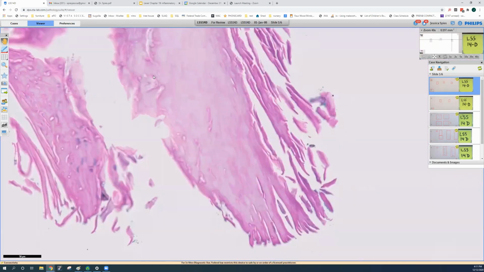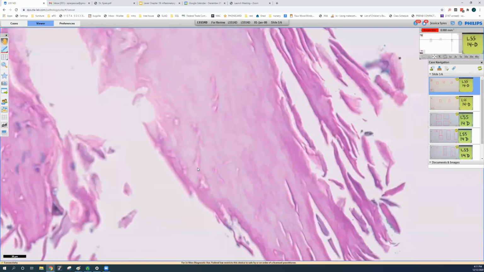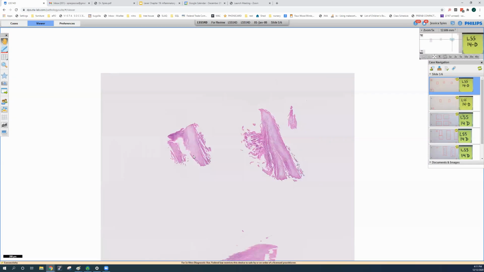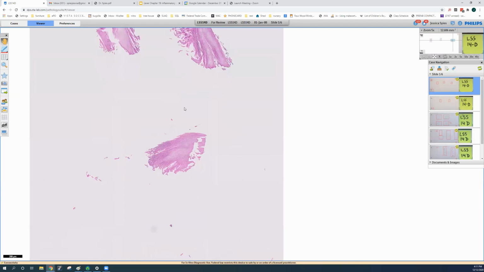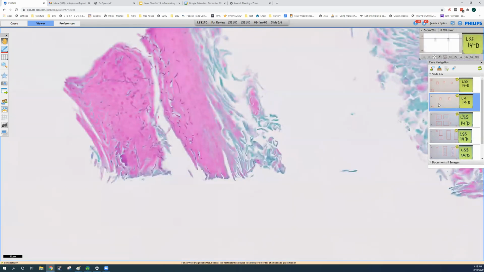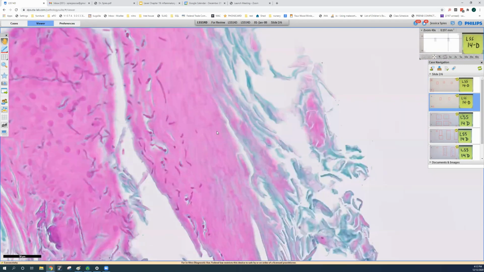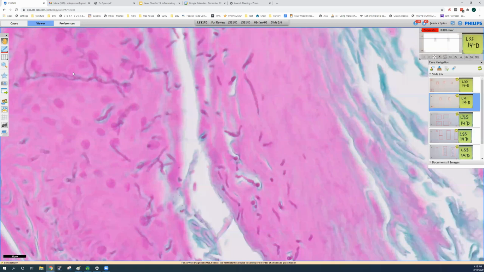You can get some artifactual separation in nail plates, so you definitely need the PAS to identify those as dermatophyte, mold, or yeast. And here's the PAS stain, and you can see in that same area, we've got these hot pink hyphae. And some of them even look septate here.